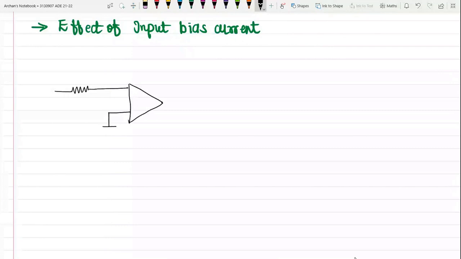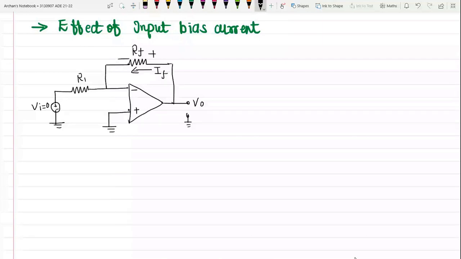Let us say this is my non-inverting terminal and this is my inverting terminal. This is the input voltage which is equal to 0, and there will be some current I. We are measuring our output voltage V0 over here and providing a feedback via a feedback resistor RF. So there will be a flow of current in this direction. This current is the feedback current, you can say.